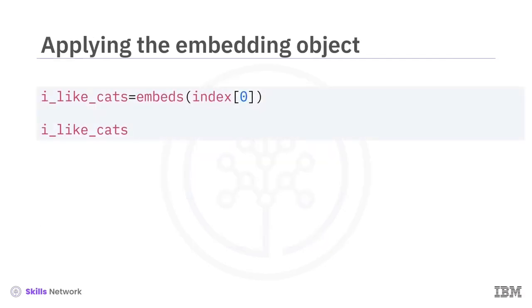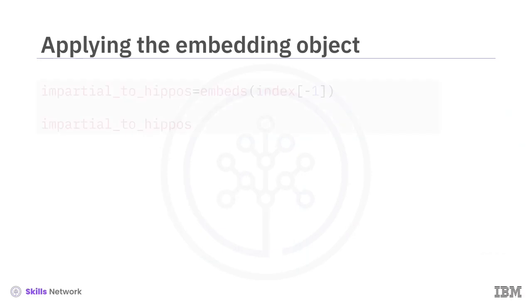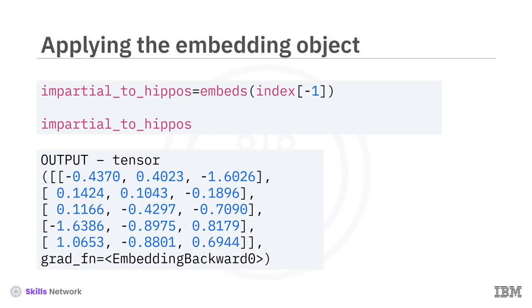You apply the embedding object. The input is the index for the phrase "I like cats" to retrieve the embedding. What you'll see is a PyTorch tensor representation. Each row in this tensor aligns with the respective embedding for the words "I like" and "cats." You can retrieve the embedding for the last data sample, "I'm impartial to hippos," using its index. The result is a PyTorch tensor. Each row corresponds to the embedding for each word.